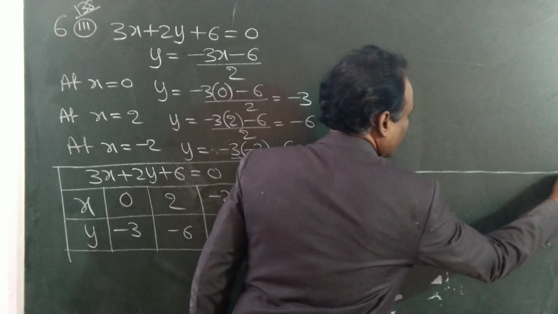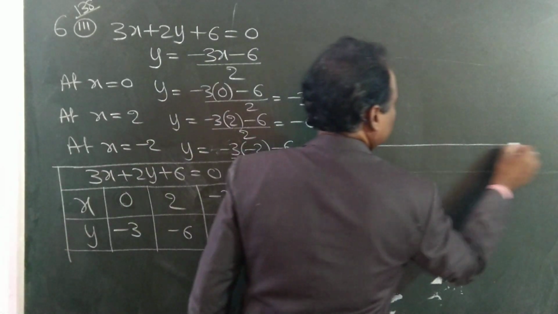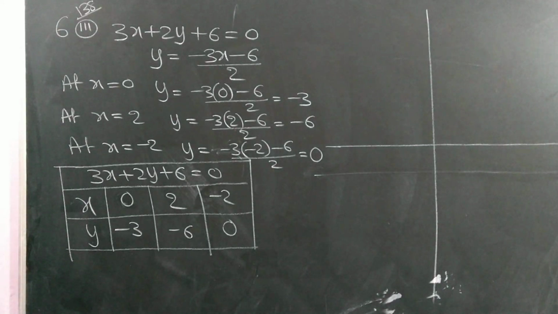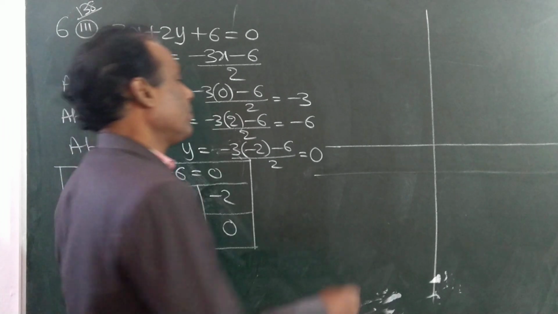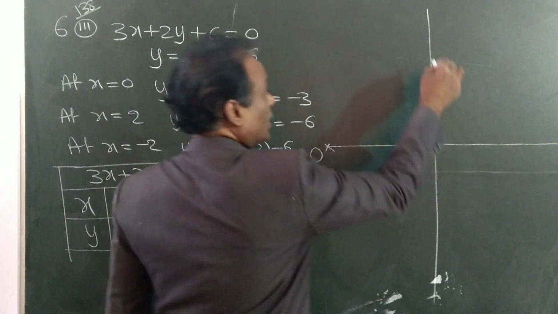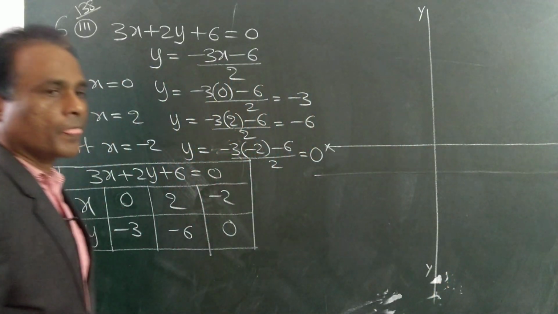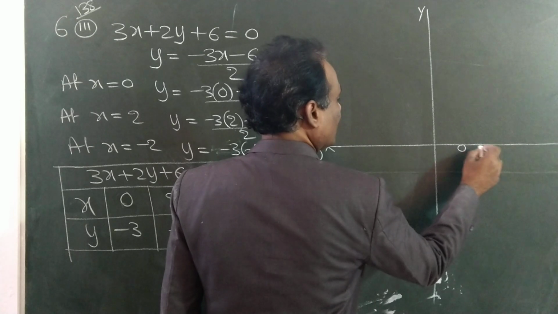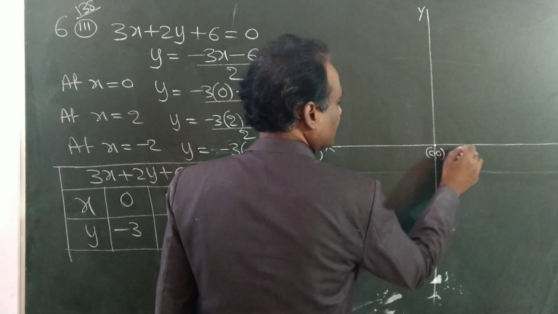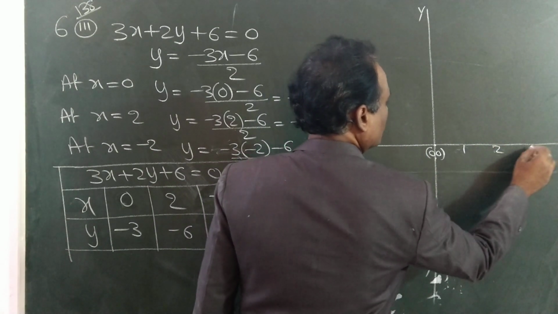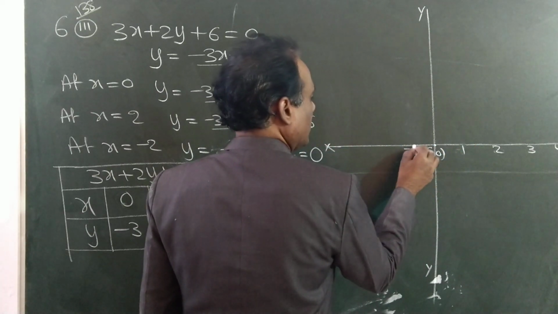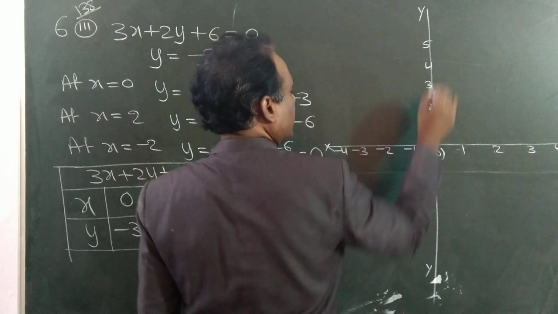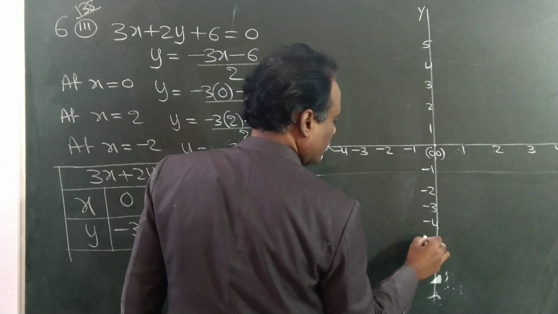Now take the graph paper. In the middle of the graph paper, draw the horizontal line and the vertical line. Name the horizontal line as the x-axis and the vertical line as the y-axis, and take some values here. 0 is here. 1, 2, 3, 4. Minus 1, minus 2, minus 3, minus 4. And 1, 2, 3, 4, 5, and minus 1, minus 2, minus 3, minus 4, minus 5, like this.